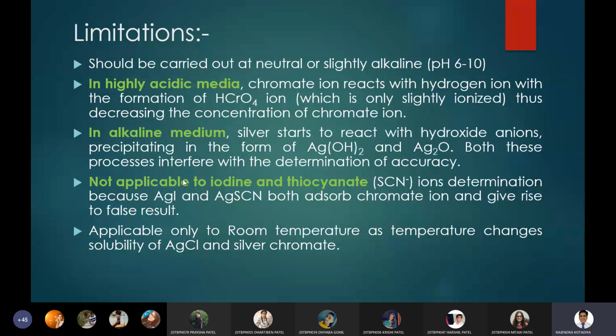So in acidic media what happens is chromate ions જે આપણે લીધા છે because of the indicator, they will react with the H plus ion. Acidic medium માં H plus ion હશે અને એની સાથે chromate ion react કરશે and it will form HCrO4, which is only slightly ionized, એટલે further એનું ionization થશે નહીં. So એ અલ્ટિમેટલી શું કરી રહ્યો છે? Thus it decreases the concentration of chromate ion.